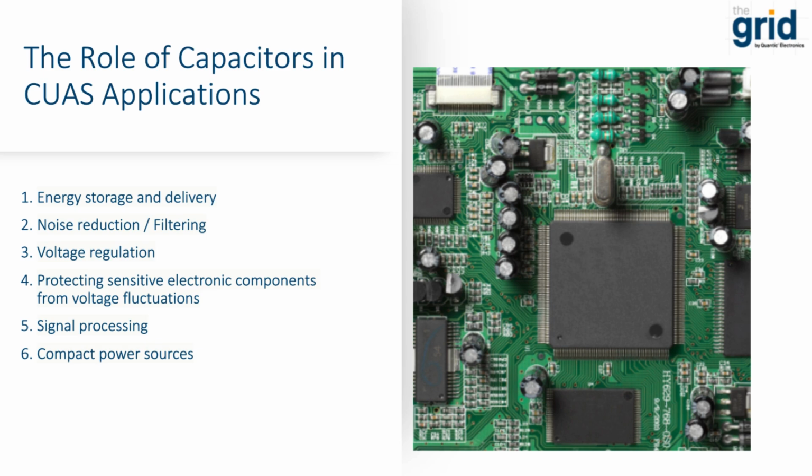Capacitors also provide voltage regulation. They help maintain stable voltage levels in electronic circuits. This is critical for ensuring accurate and consistent performance of anti-drone sensors and targeting systems. Capacitors also protect sensitive electronic components from voltage fluctuations commonly seen in these types of circuits. They're used in signal processing in applications including radar and other detection systems used to identify and track drones.